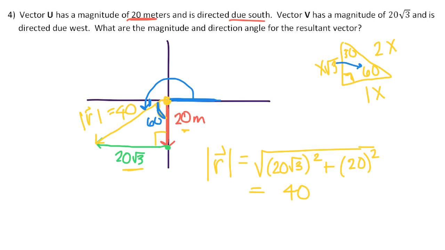Now we need the actual direction angle. So this outside here, that little part's 30, so we're going to have 180 plus that 30. So the direction angle, 180 plus 30, is going to be 210.